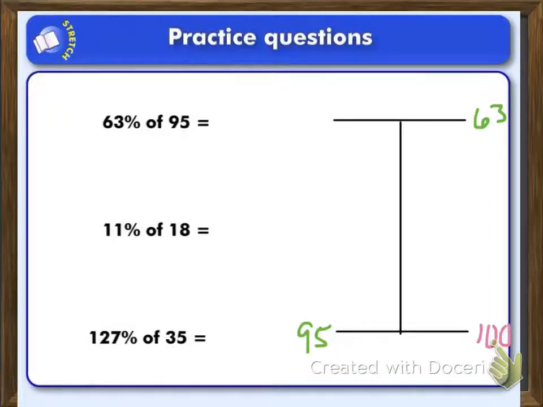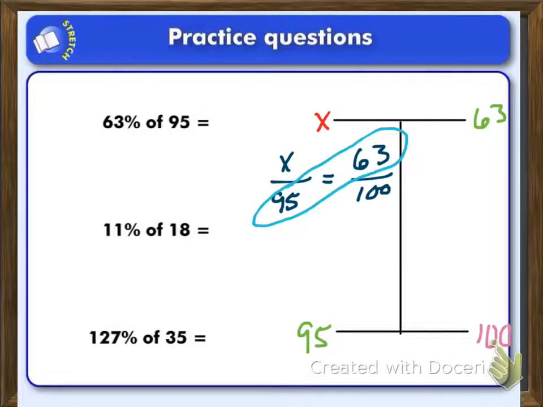It's out of 95. If I look at my percentage, just to give myself a good idea of where my answer should be, it is 63%. Well, that's less than 100, so I know my answer needs to be less than 95 in order for it to be at least reasonable. Okay, so let's take a look at setting this up. I know my x is up here on the top, so if I set up this proportion, I'm going to have x over 95 is equal to 63 over 100.